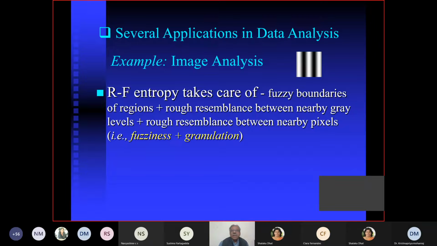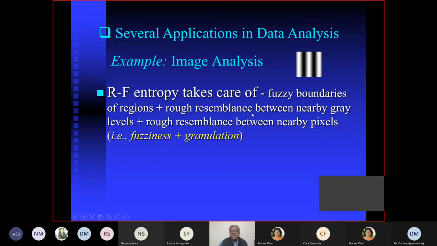Now let's come to several applications. Let's consider image analysis. A very, very simple example, because many of you have been working on images for the last 3 decades, I have seen. So first, why rough fuzzy entropy for image? You ask yourself. First of all, we see fuzzy boundaries of regions. Therefore, fuzziness comes into the picture.